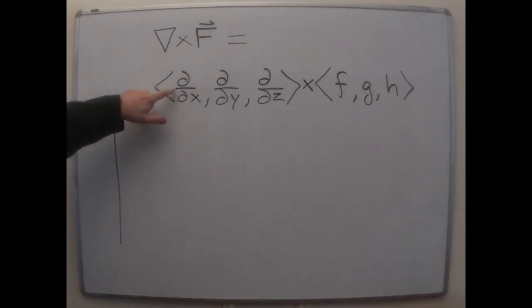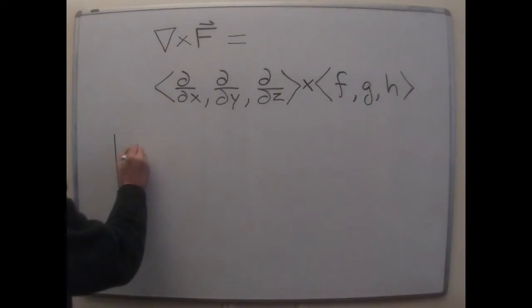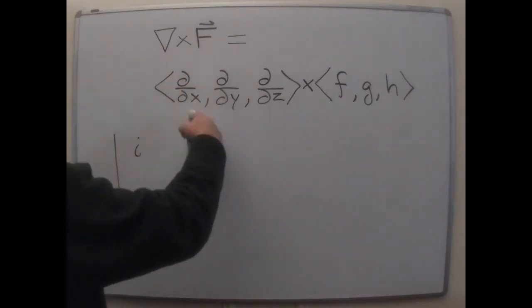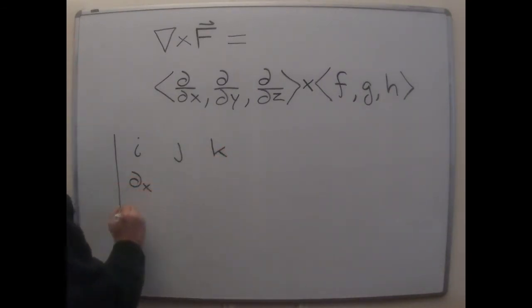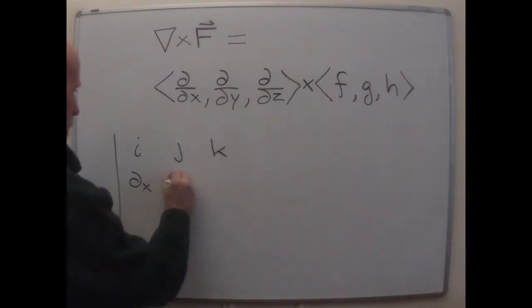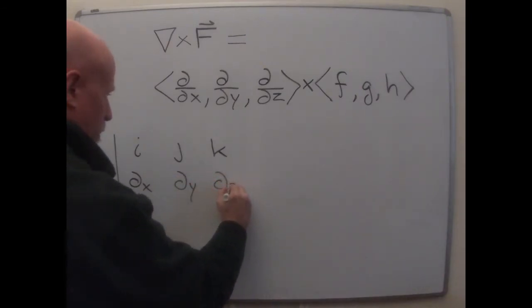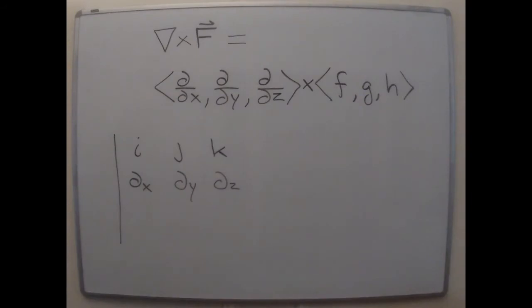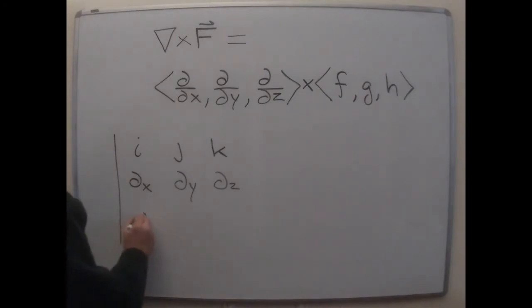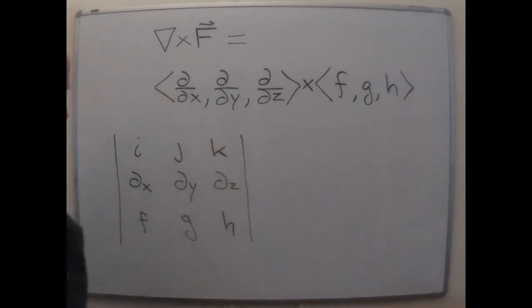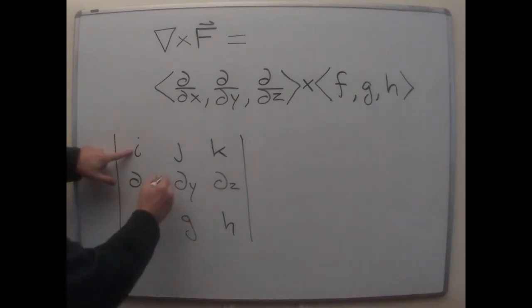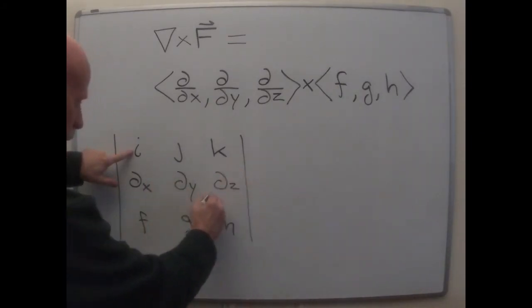I'm going to introduce a little shorthand that people use because it's just a pain to keep writing partial x and partial y. So we'll write partial x like that to mean the x derivative, partial y for the y derivative, and partial z for the z derivative. Actually, that's a non-standard thing, but a lot of people I know use that kind of shorthand. So then we'll have f, g, h here. All right, so remember how to do cross products. So the i component will be multiply these two and subtract those two.